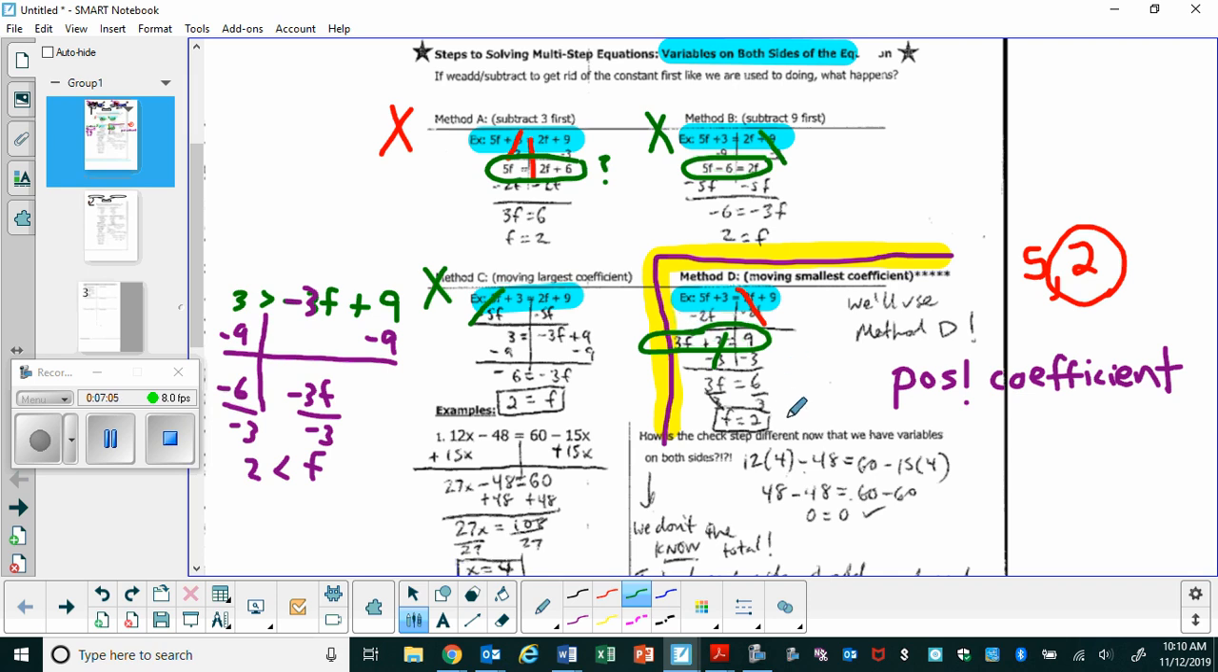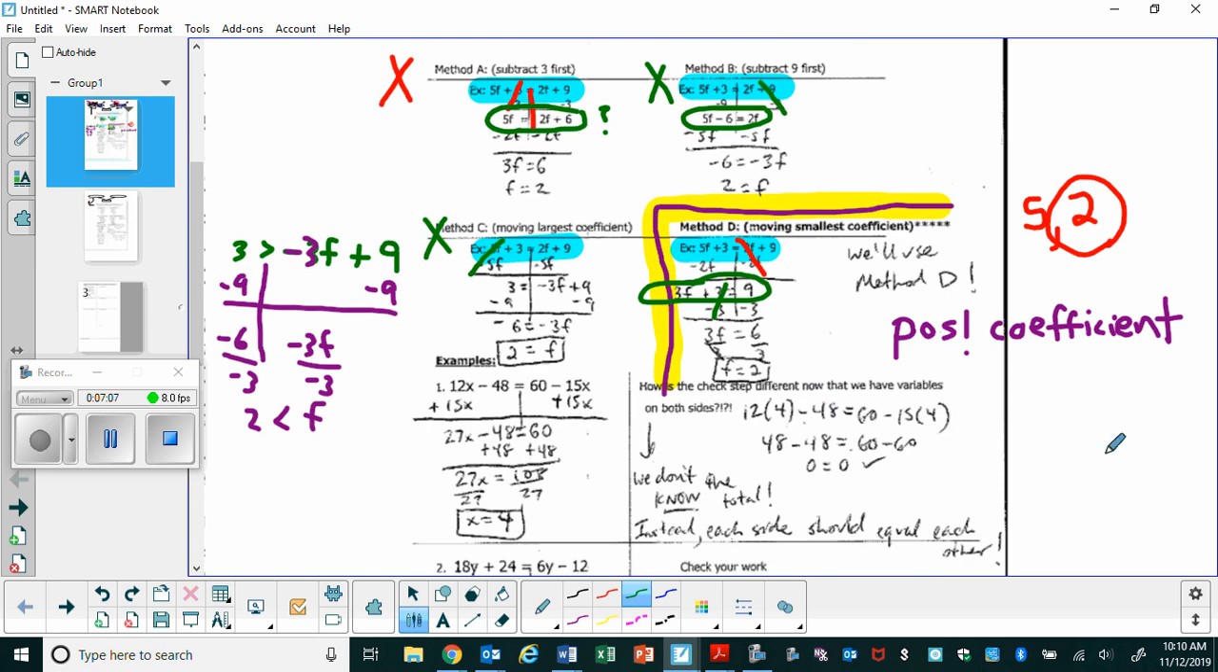All right. Now we'll talk about the check step with our new problem down here. I'll show you guys how to check with the new problem down below. But first, let's take a look at the equation. We have 12x minus 48 equals 60 minus 15x. So you'll notice we have a variable on both sides. And I'm going to highlight the coefficients so that they stand out to us. We have a 12 as a coefficient and a negative 15 as a coefficient.